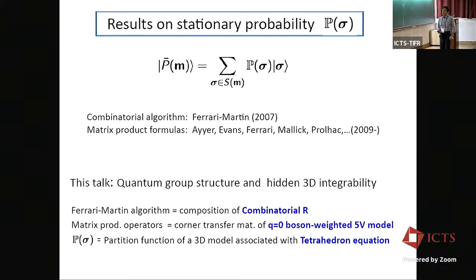In our approach, the Ferrari-Martin algorithm becomes a composition of combinatorial R. The matrix product operator is a corner transfer matrix of the q equals 0 boson-weighted 5-vertex model. And this stationary probability acquires the interpretation that it is a partition function of a 3D model associated with the tetrahedron equation. So I'm going to explain these things.